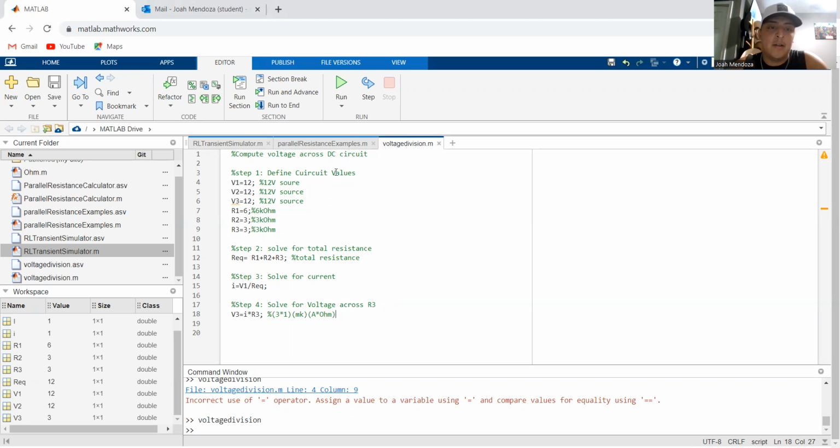Step 1, I defined my circuit values, which were V1, V2, and V3. They're all 12 volts, which is the 12V source here. We had the 3 resistors. The first resistor was 6 K ohms, and then resistor 2 and 3 were both 3 K ohms, and I described that here.